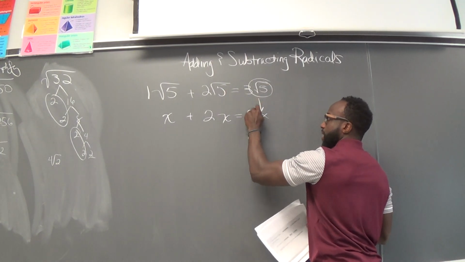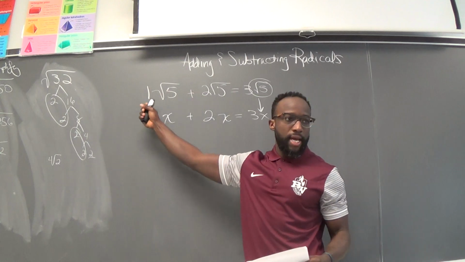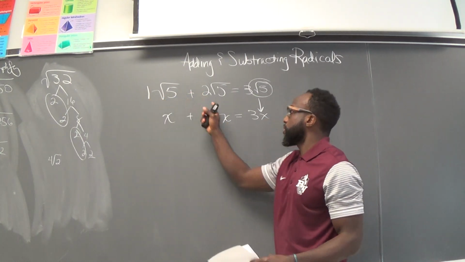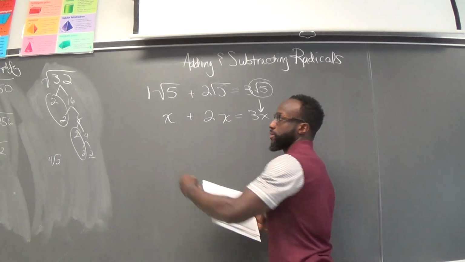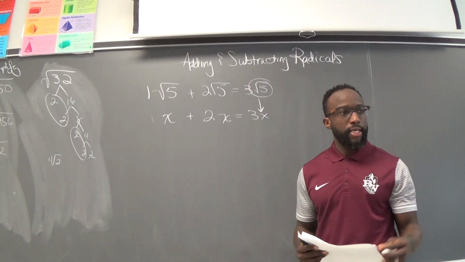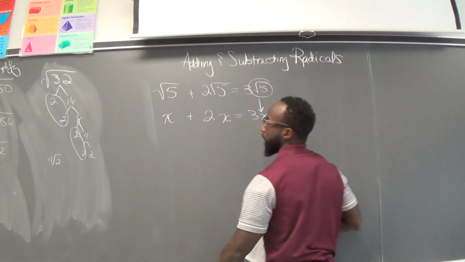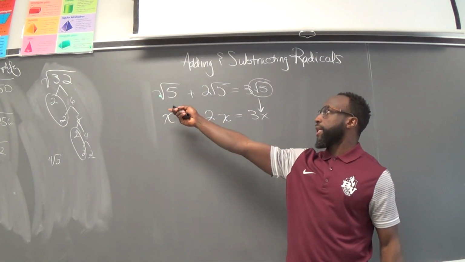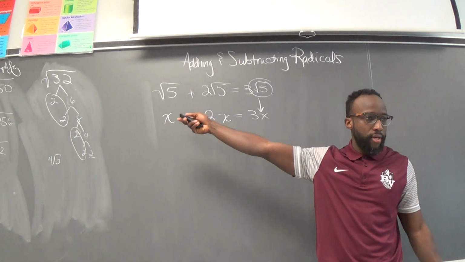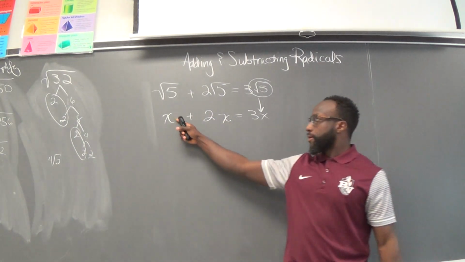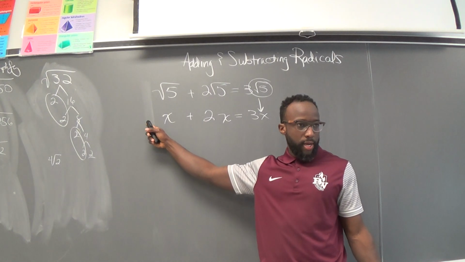Root 5 is like this x. The numbers here are 1 and 2. It's understood there's a 1 there. Where did that 1 come from? I just wrote it there. If there's nothing here, it's understood as a 1 in front, just like with x. You know that there's a 1 in front of the x, right?